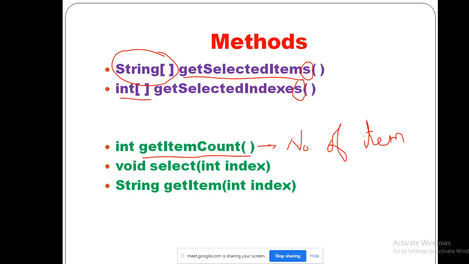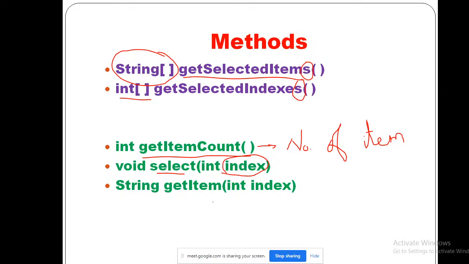So through code, when I want to select an item, we can use the select method. There is a need to pass the index, for example 5, 4, or 0. Likewise, we can pass the index, and that item will be selected.